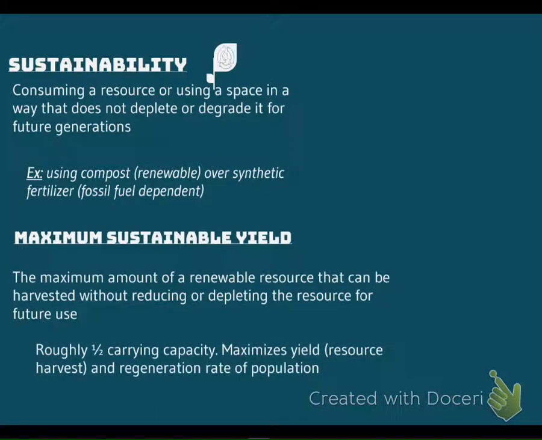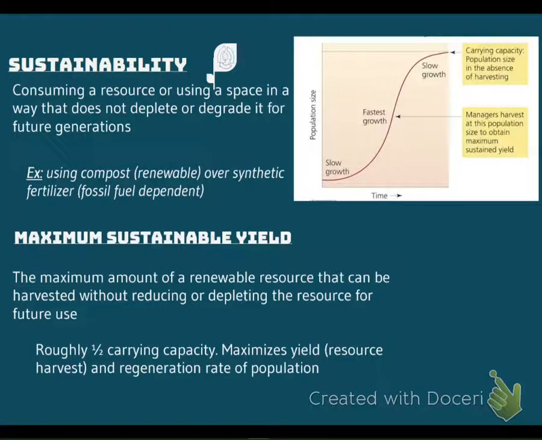Roughly half the carrying capacity maximizes yield and regeneration rate of the population. So if you've got a population size and it's growing, where you have the fastest growth, that's where you want to harvest it. That way you maximize the sustainable yield, as you can see in the chart.